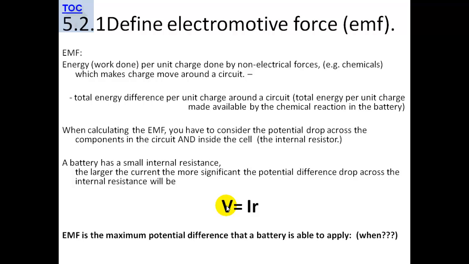In other words, all the potential differences on the outside. Well, this is when the current will be 0, strangely enough. So when you measure across a battery, the voltage across the battery, you are going to measure the EMF if the current is 0, because it means that there's no potential drop across the internal resistor.